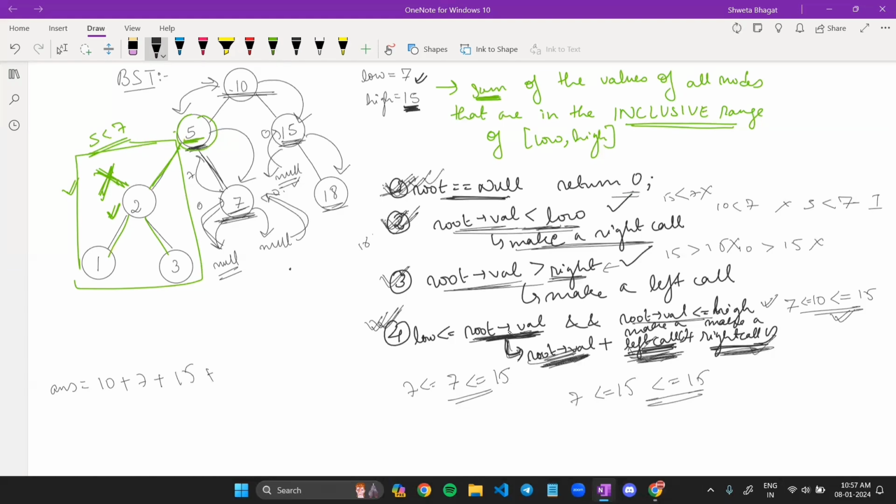Now I'll check, is 18 less than 7? No, it's not less than 7. Now I'll check, is 18 greater than 15? So yeah, 18 is greater than 15. So what we'll do, we'll make a left call. Why? Because see, this 18 is greater than 15.